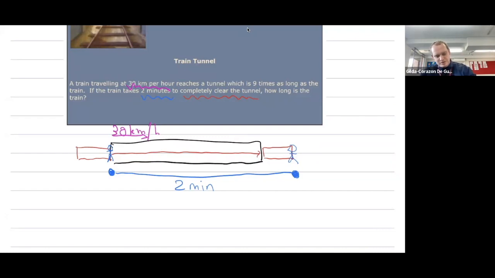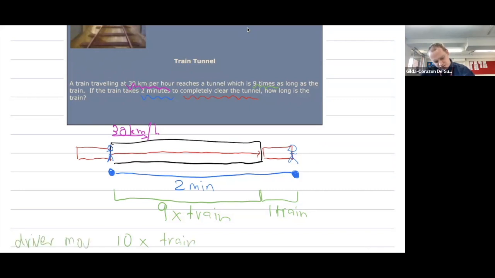Okay, last bit of the question. We know that the tunnel is 9 times as long as the train. So the tunnel is 9 times the train. Okay. And then there's another 1 train in front. So the driver goes 10 times the train. The driver moves 10 times the train.